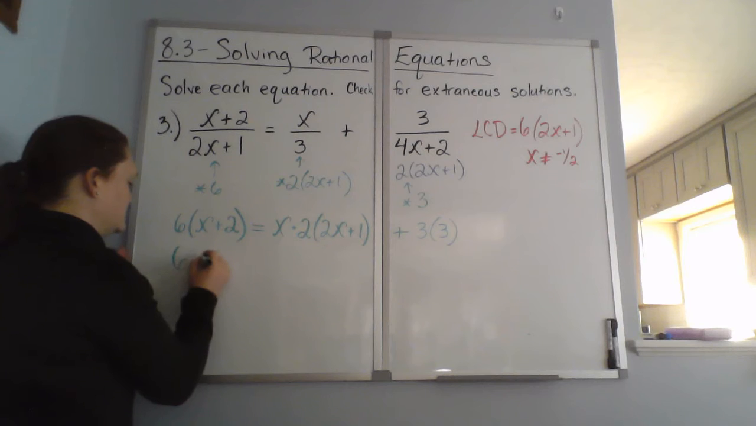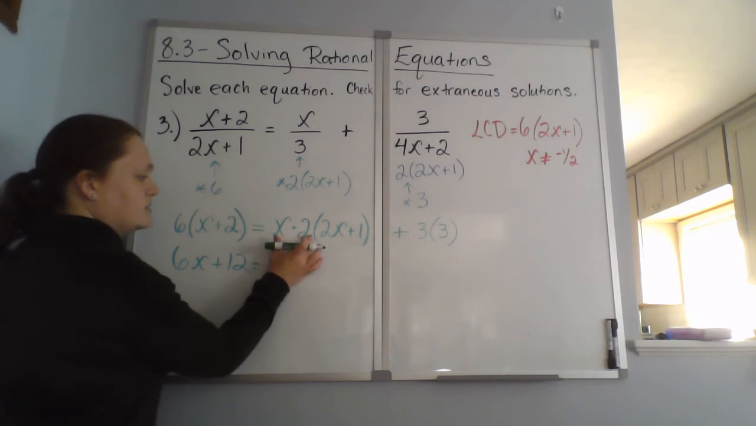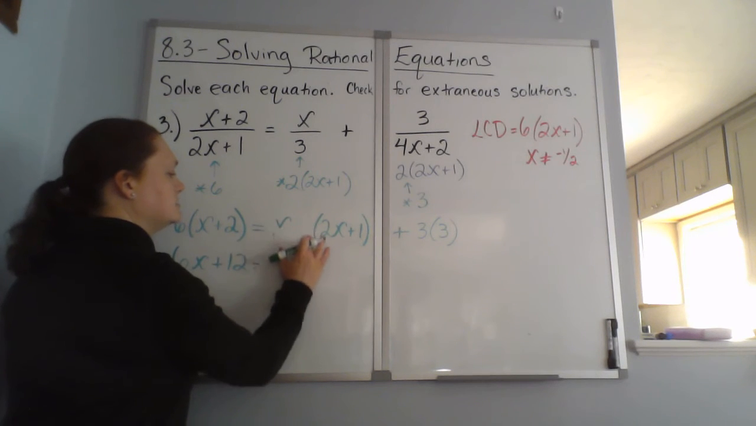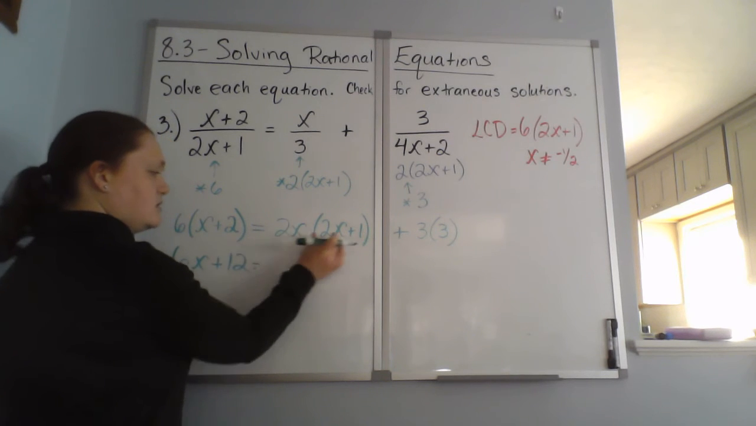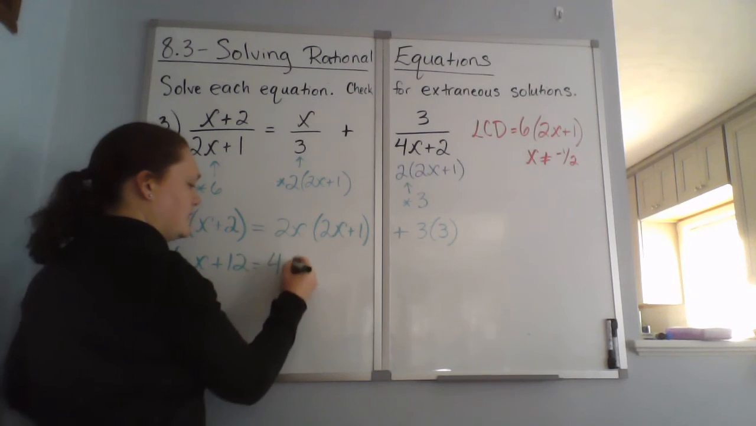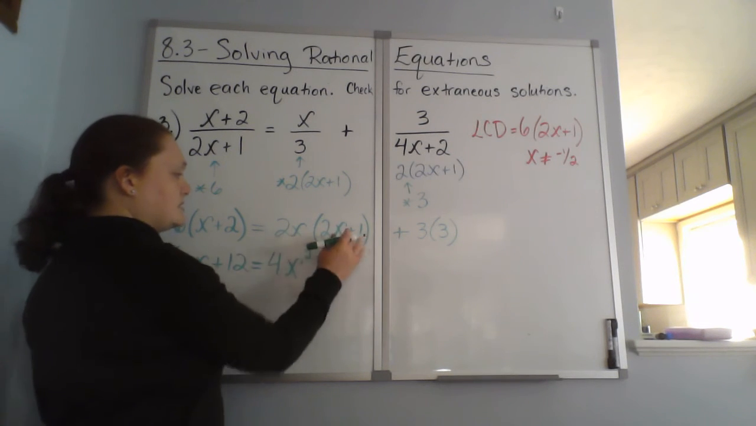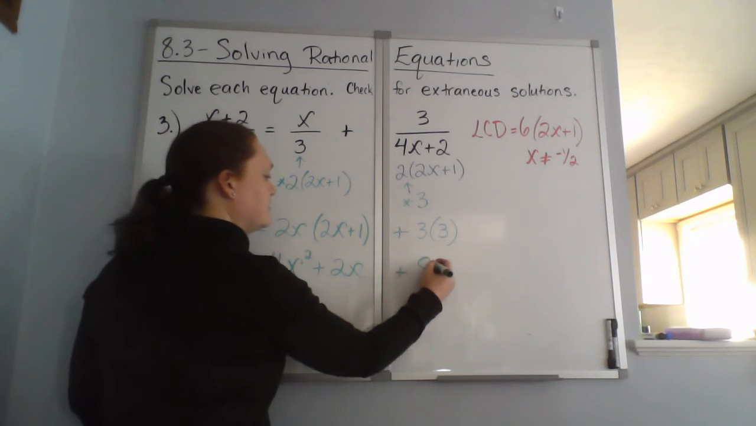Okay, so this is 6x plus 12. This is really 2x, so I'm going to tweak this and make it a 2x, so it's a little bit easier to look at. Here we go, 2x. So 2x times 2x is 4x squared. This is an equal sign, not a subtract. 2x times 1 is plus 2x. And then I have the plus 9 over here.